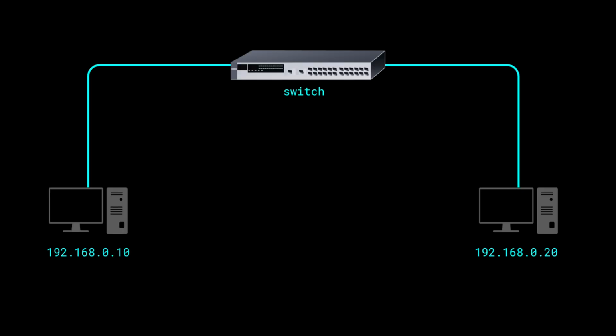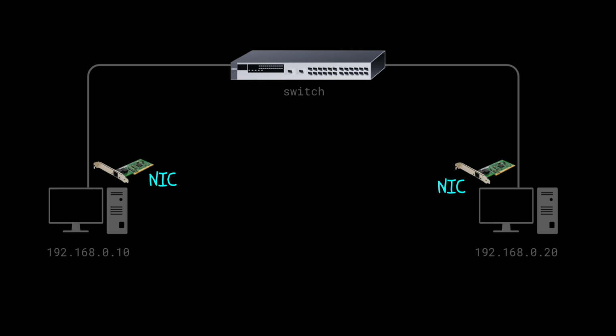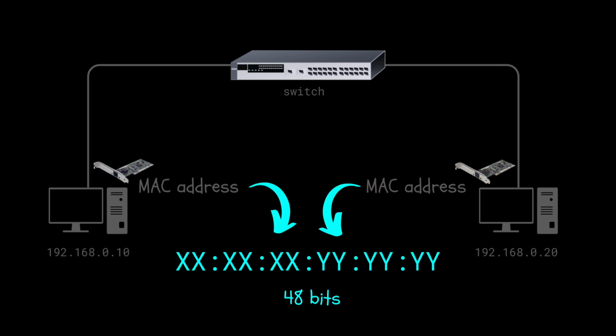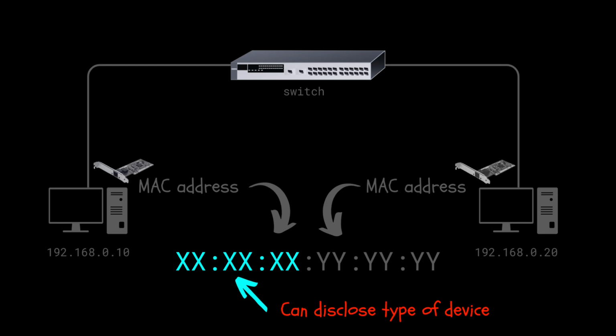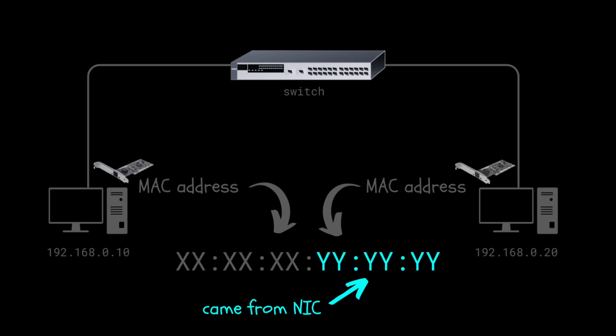That is through a layer 2 device, which is basically a switch. Each device has its own network interface card that performs the packet processing. The NICs have their own unique identifier called a MAC address. A MAC address is 48 bits long. The first 3 octets are the manufacturer's organizationally unique identifier, or OUI. This is important information for attackers, as this can disclose the type of device for better footprinting. The last 3 octets are network interface controller specific.